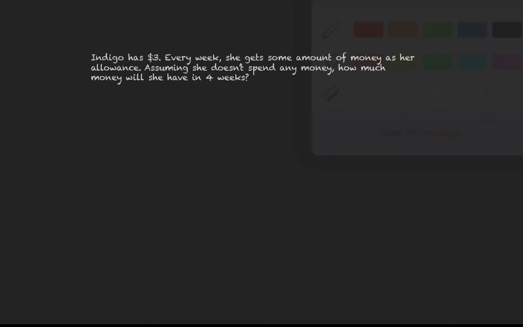But if her amount of money per week, her allowance, is $4, then she'll have 3 plus 4 times 4, which is equal to 3 plus 16, which is equal to $19. So after 4 weeks, she'll have $19. This changing value is called a variable.